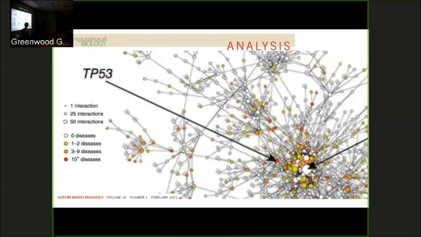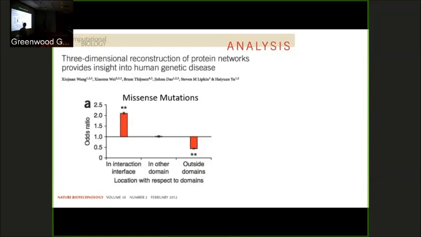And the first thing to do is just validate it to make sure it's doing what you'd expect it to do. And so they asked, what's the chance that a missense mutation that we know is associated with disease is going to occur at an interaction interface? So a place that we know two proteins interact. And it turns out that they're enriched over twofold. That's compared to other domains that we do not really know what they're doing, where we see no enrichment. And then if you look outside domains, so in unstructured parts of the protein, you see in black a depletion of pathogenic genes. So that's in line with what one would think.